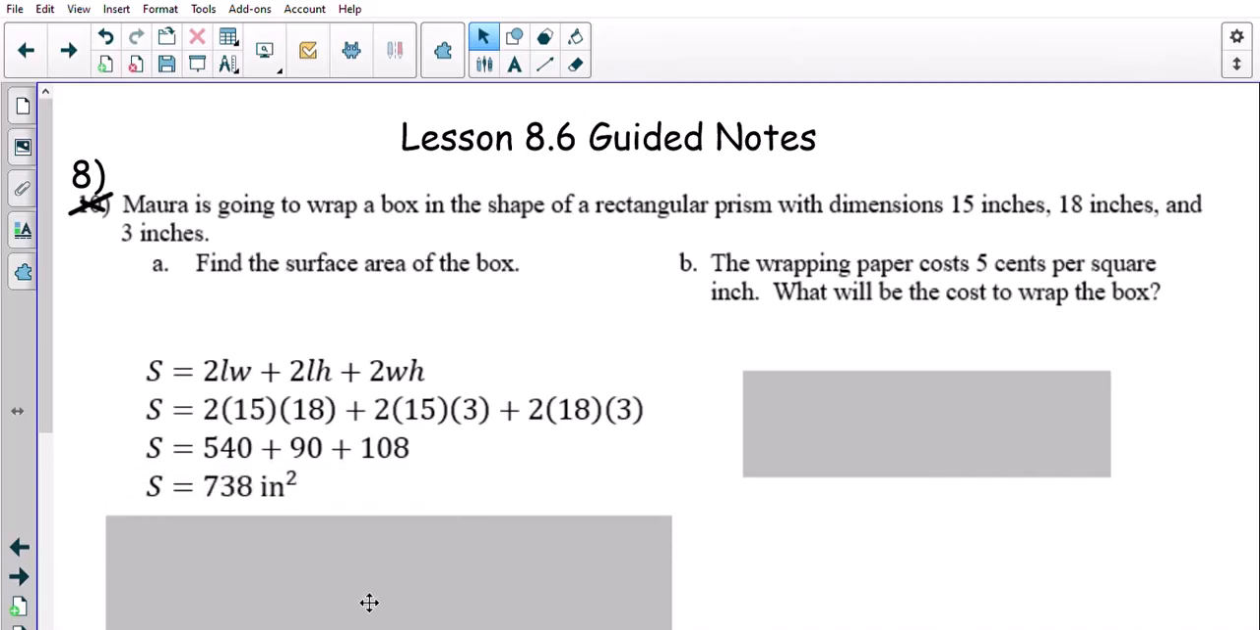Now part B, the wrapping paper costs 5 cents per square inch. I think I finally changed this to be something much smaller in my pre-algebra guided notes, but it wasn't significant.